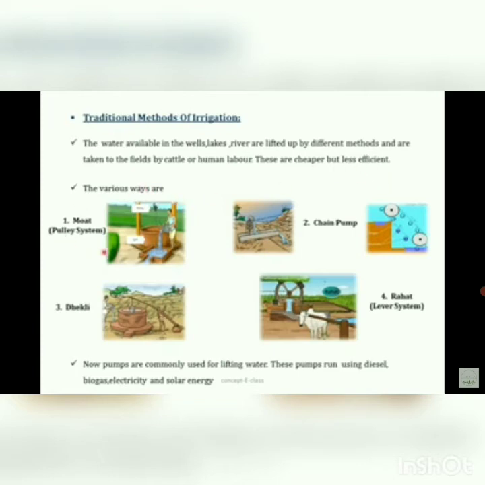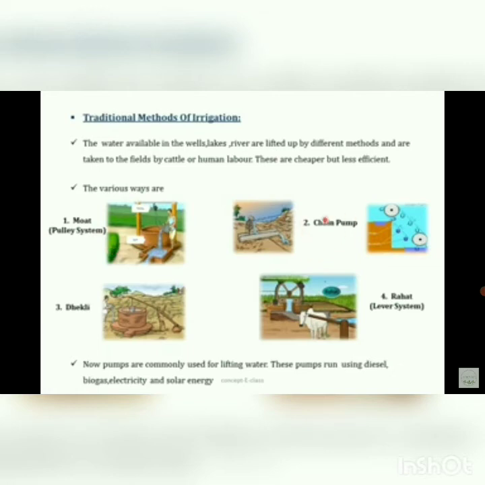The first is the moat, or pulley system, where water is lifted directly from the well with the help of a pulley and poured into a channel, which acts as an artificial stream and provides water to the rest of the field.